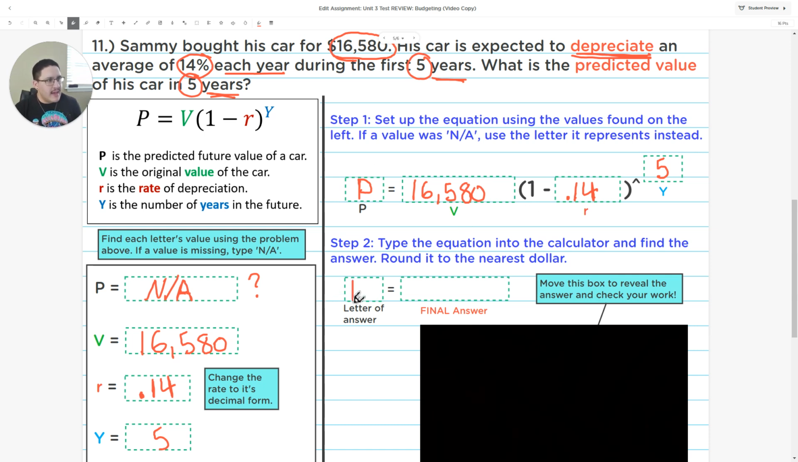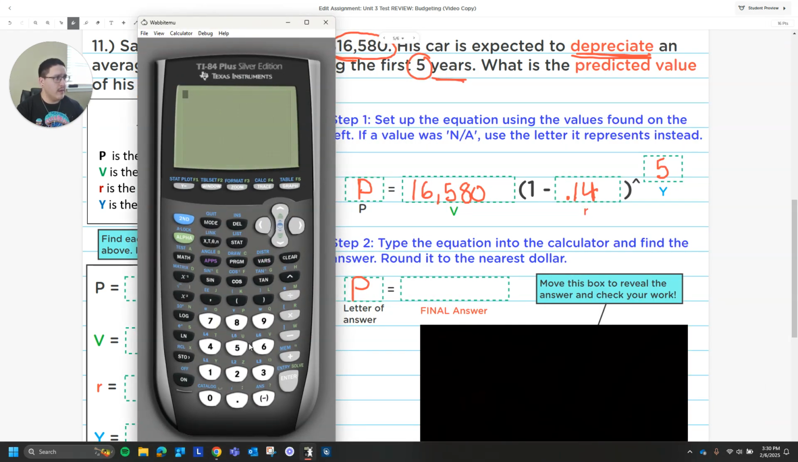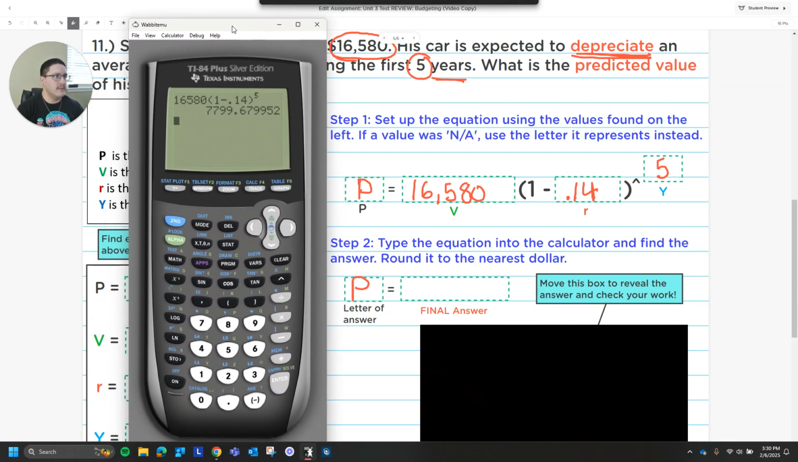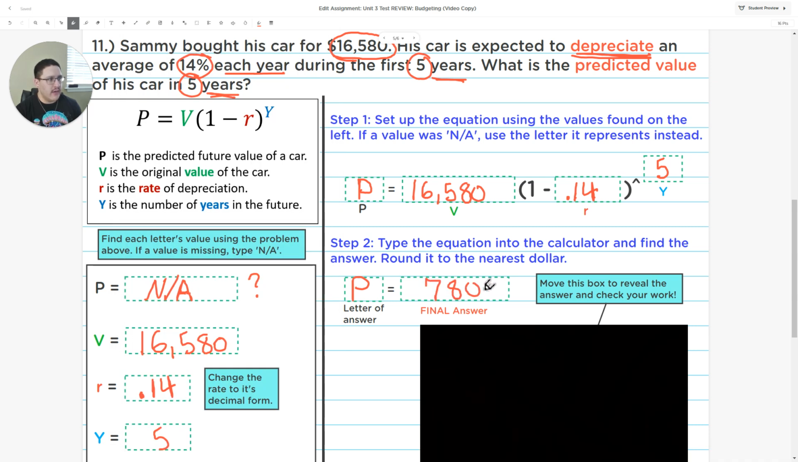So P equals whatever the right side is, which is 16,580(1 minus 0.14), raised, using the caret symbol or whatever your exponent key is on your calculator, to the 5th power. And we're going to round this to the nearest dollar. So this will be 7,799.67, which should round up to 7,800 if we round everything up.